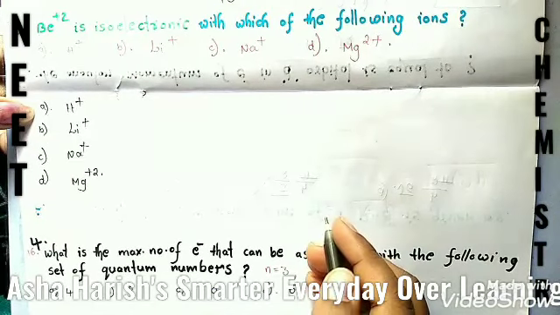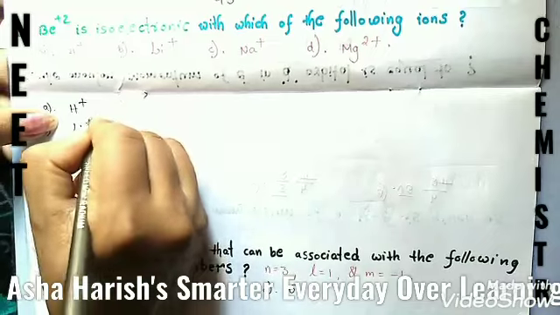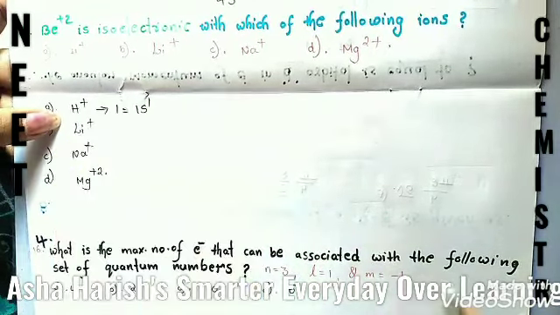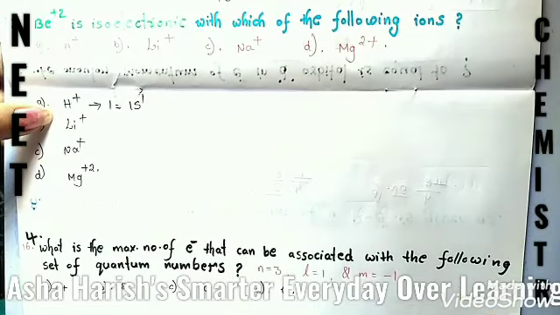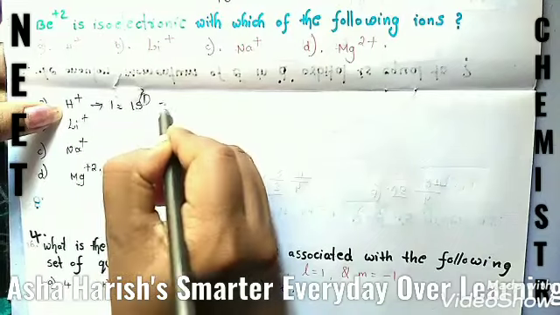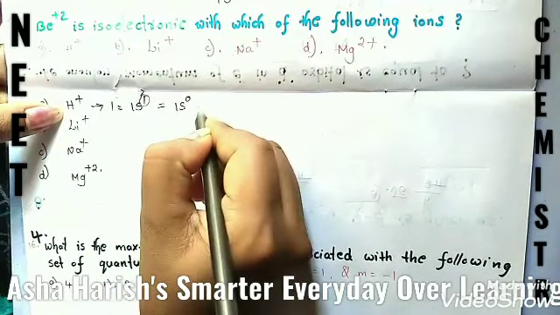For H+, hydrogen has atomic number 1 and the electronic configuration is 1s1. So students, for H+ here, you need to remove this one electron, that will be 1s0.